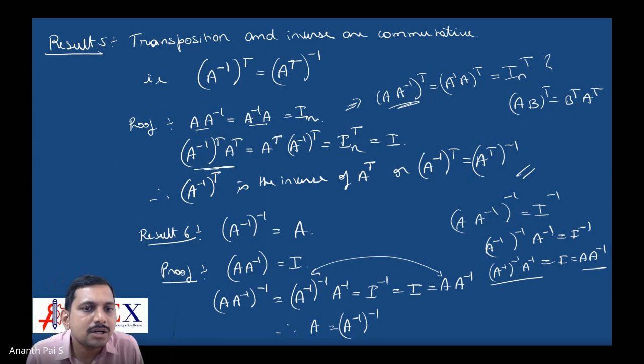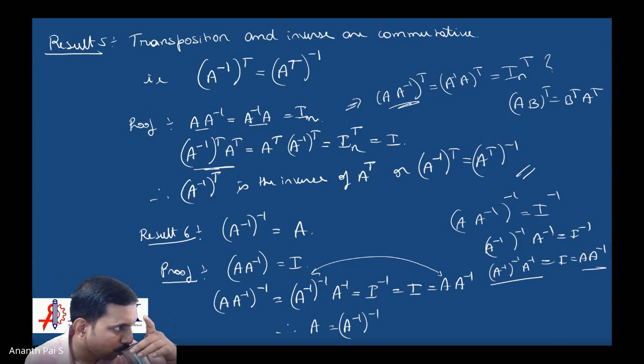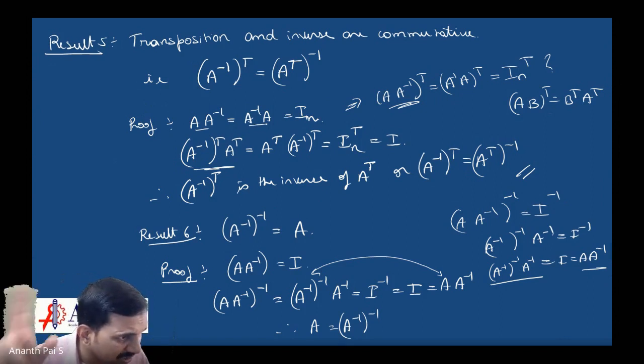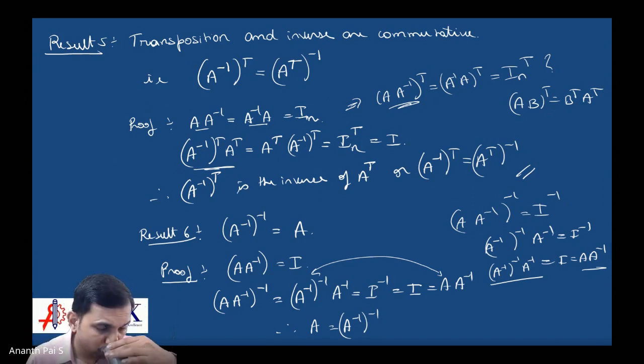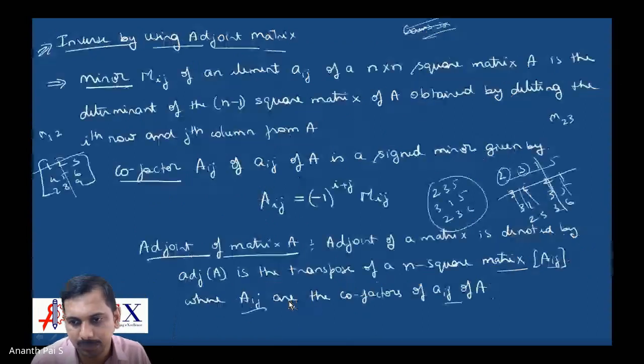Next. Transposition and inverse of a matrix. A inverse transpose is equal to A transpose inverse. Very important. Remember this. A inverse transpose is equal to A transpose inverse. Easy? Very, very important. Fine. Next. Similarly, A inverse of inverse is equal to A. Obvious. This is simple. Okay, the proof and all those things.